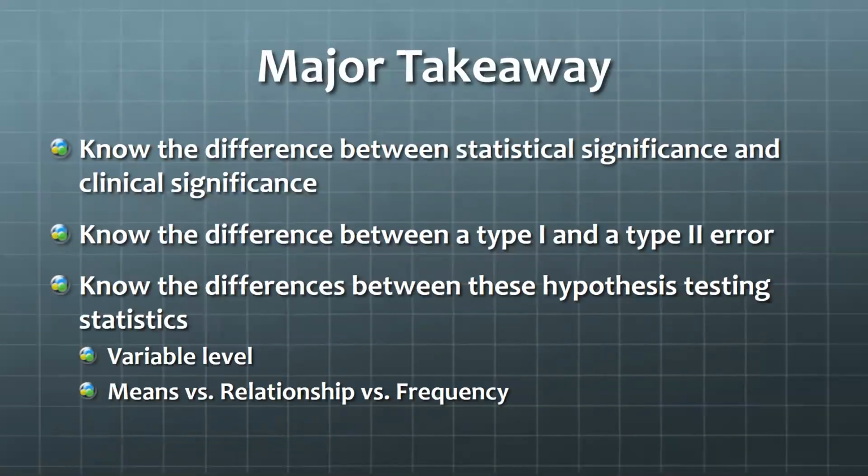So the major takeaway from this part 2 is that you should know the difference between statistically significant and clinical significance. And in the research you're reading, the author should discuss these two things. And as you critically read something, you should think about if the finding is in fact clinically significant. You need to know the difference between a type 1 and a type 2 error, and know the difference between hypothesis testing statistics and the one that you can use based on the level of variable.